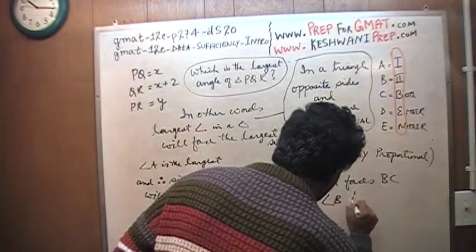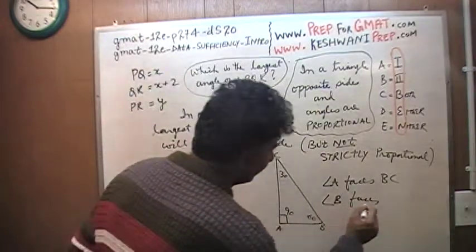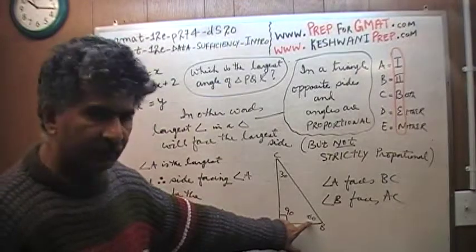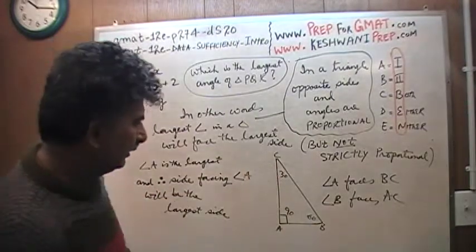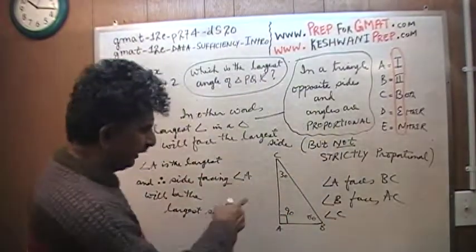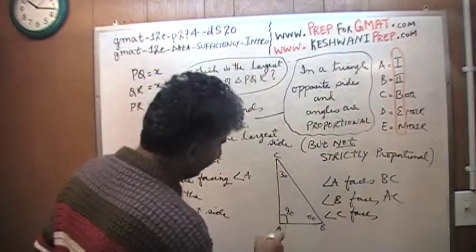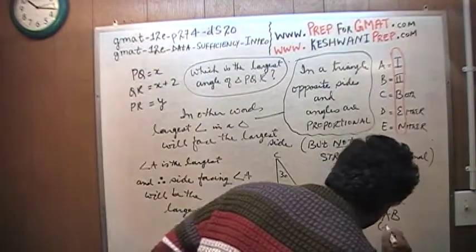Angle B faces AC. And that's a 60 degree angle, a medium sized angle, therefore this is going to be the medium sized side. And finally, angle C, in our triangle the way I drew it, is our smallest angle, and that angle faces AB, so side AB is going to be the smallest one.